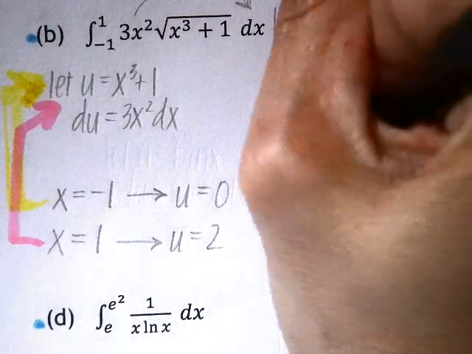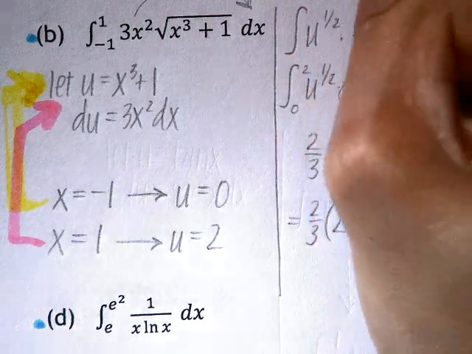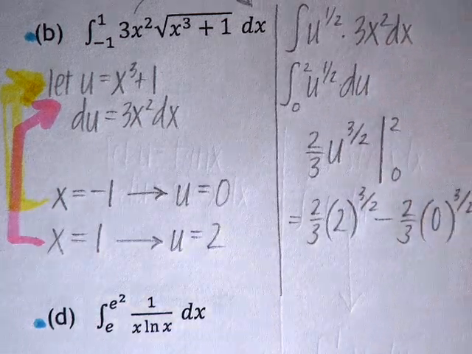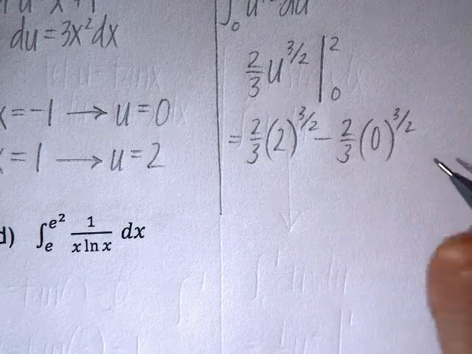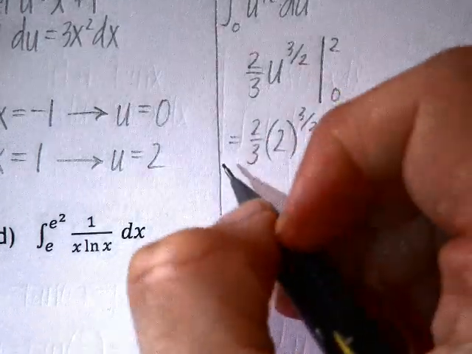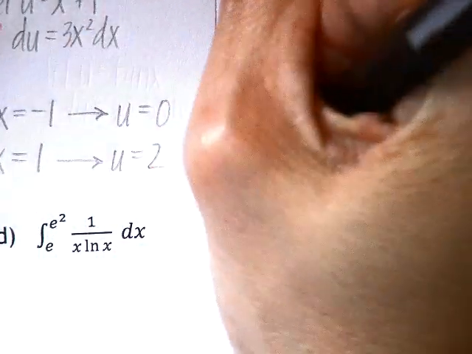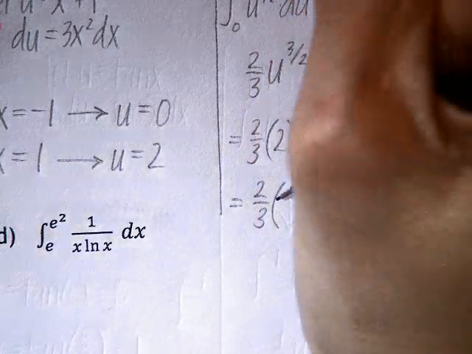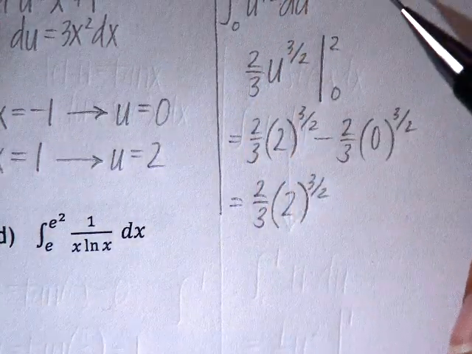I have 2/3 times 2 to the 3/2 minus 2/3 times 0 to the 3/2. Fortunately, 0 to the 3/2 is going to be easy. 0 to any positive power is going to be 0. But this little madness is not so simple, so you have two choices. Honestly, the path of least resistance is to just leave it as 2/3 times 2 to the 3/2. There's honestly nothing wrong with that.